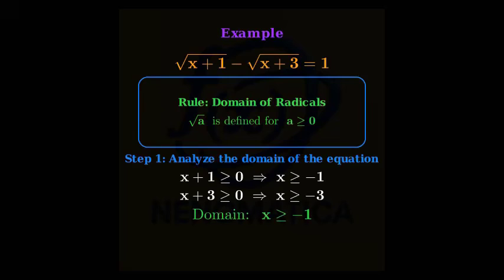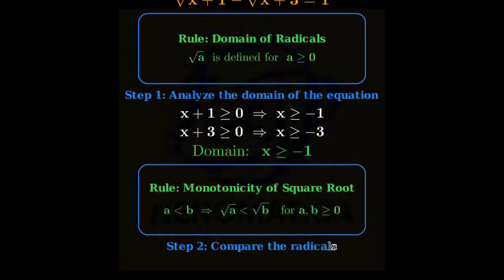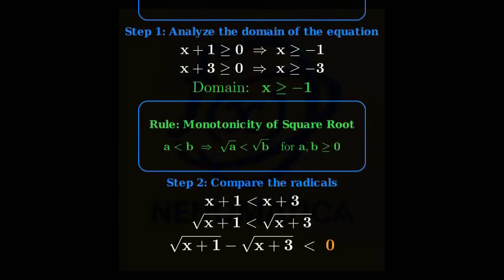So x plus 1 is at least 0 and x plus 3 is at least 0, which together give x greater than or equal to -1. Step 2. Compare the radicals using the fact that for non-negative numbers, if a is less than b, then the square root of a is less than the square root of b. Since x plus 1 is less than x plus 3, the first radical is smaller than the second radical, so their difference is strictly less than 0.